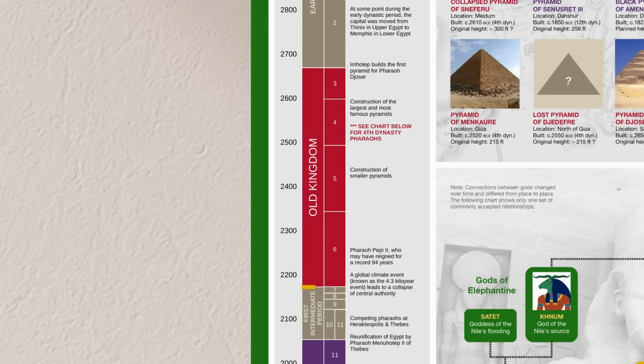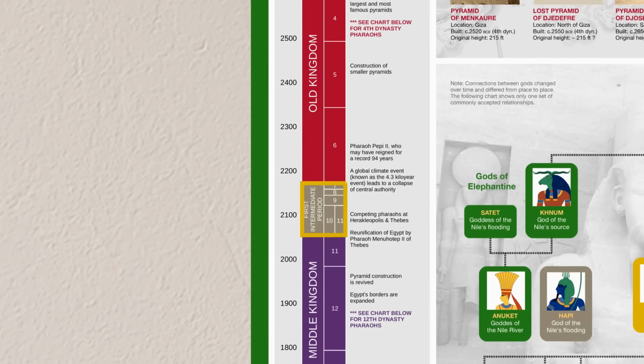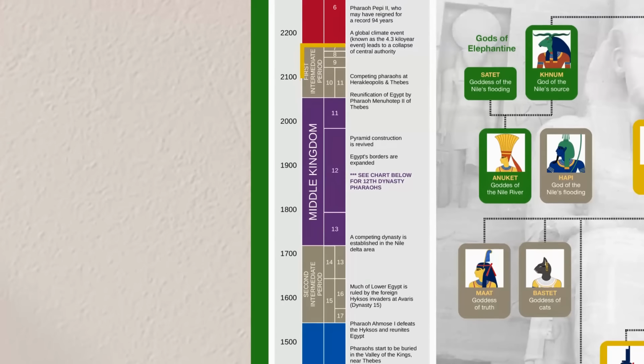Around the year 2200 BCE, a major climate event occurred known as the 4.2 kiloyear event. It caused super dry conditions worldwide, and this is probably what caused the fall of the Old Kingdom. At this point, Egypt experienced its first intermediate period, during which Lower Egypt and Upper Egypt eventually split.